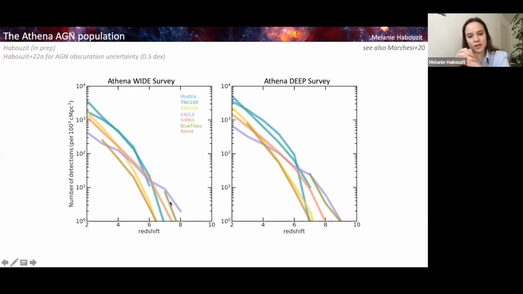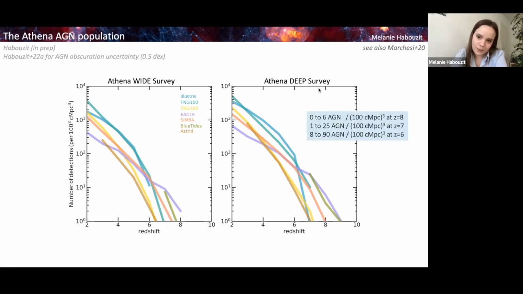Now to quantify this a little bit further, this is the number of detections per 100 comoving megaparsec cube for all those simulations. You see again that the discrepancy that we were finding in the X-ray luminosity function is translating here into the number of detections. The discrepancy is large enough that when we have the data from Athena, we will be able to disentangle the cosmological simulations. So Athena will be very powerful in doing so. This is an example of the number of detections for what could be the wide field and a deep survey for Athena.